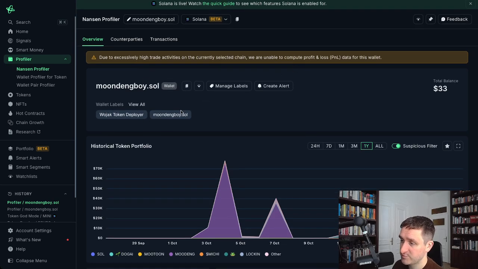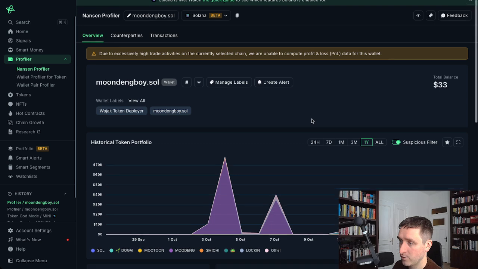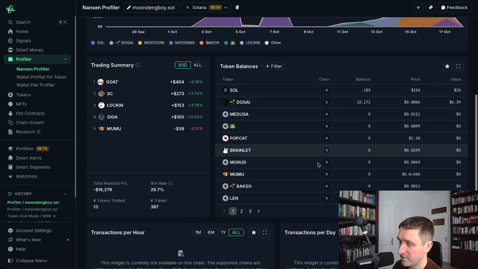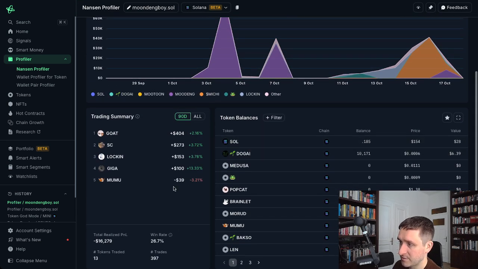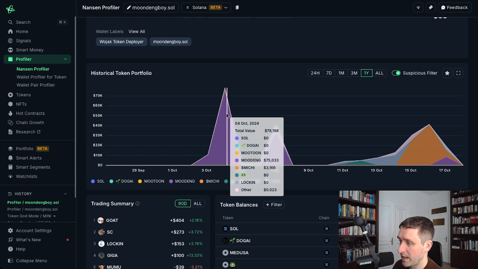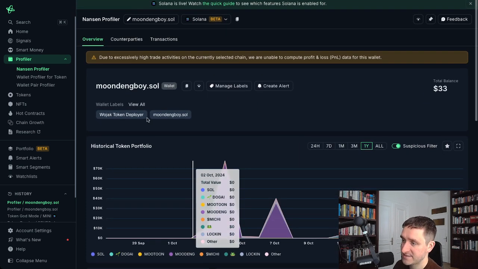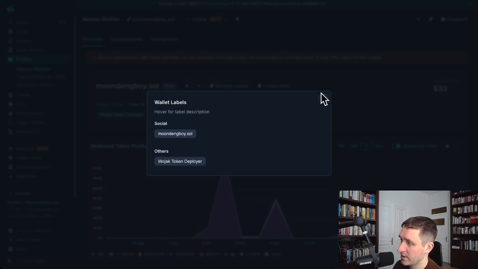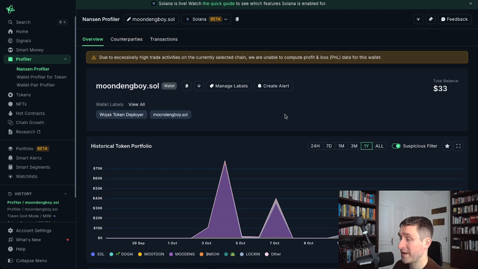For example, here with this particular wallet, you can see that this one actually deployed a token called Wojak. So we can have a look at that. Maybe it doesn't appear because it's super small, but you can have these different labels that you can go after, which also makes a lot of sense.